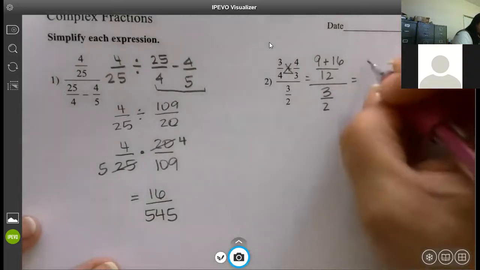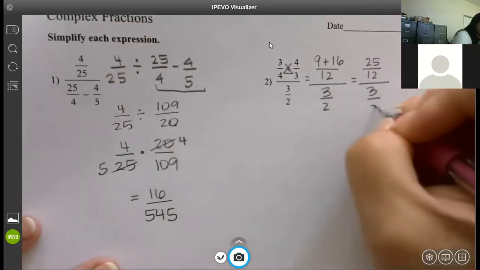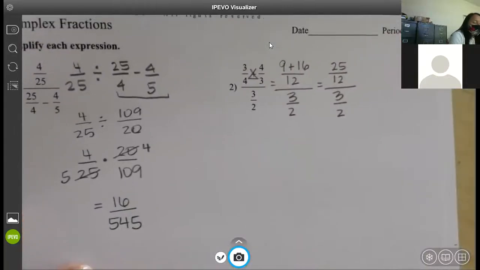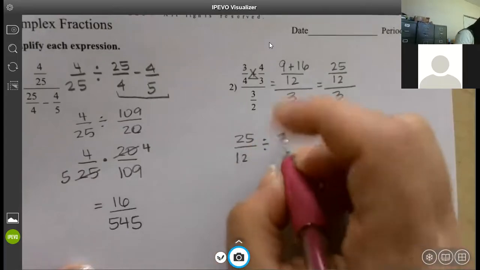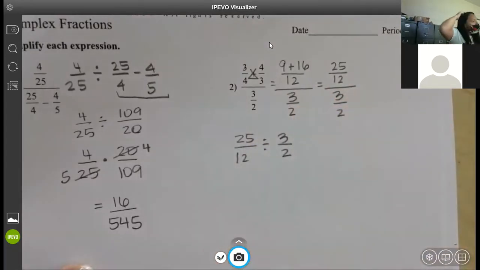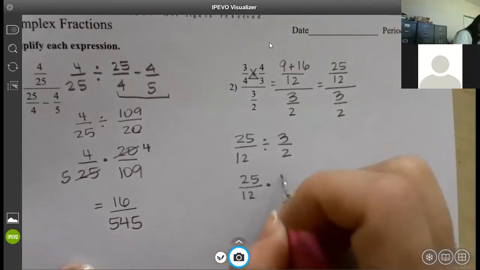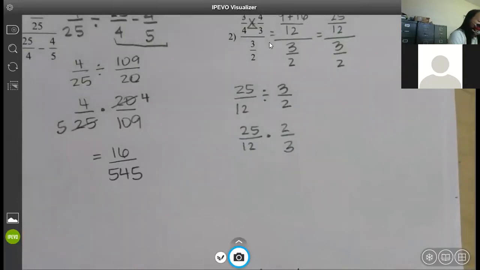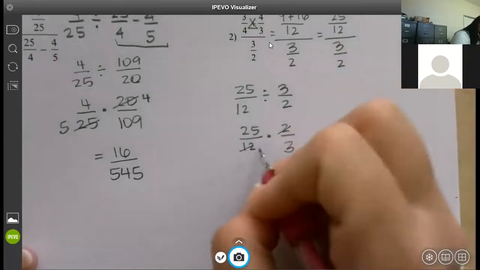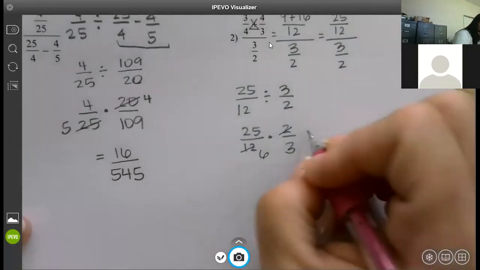Nine plus 16 is 25 over 12, divided by 3 over 2. So again, if I rewrite this, we have divided by 3 over 2. We keep the first one, change it to a multiply, flip the second one. Reduce what you can. 2 and 12 will reduce. 25 and 6 and 25 and 3 won't reduce, so this is as good as it gets.